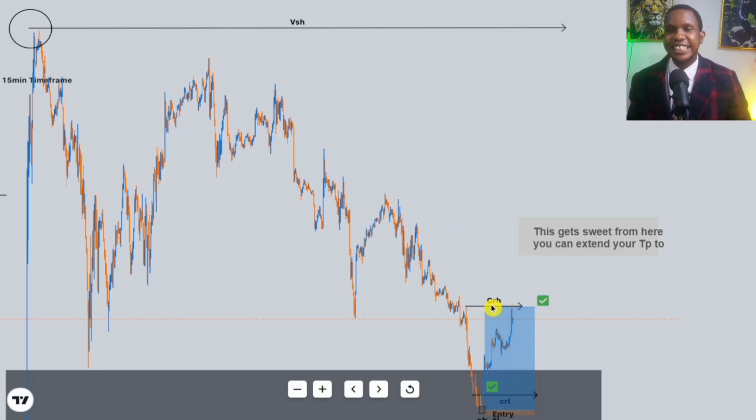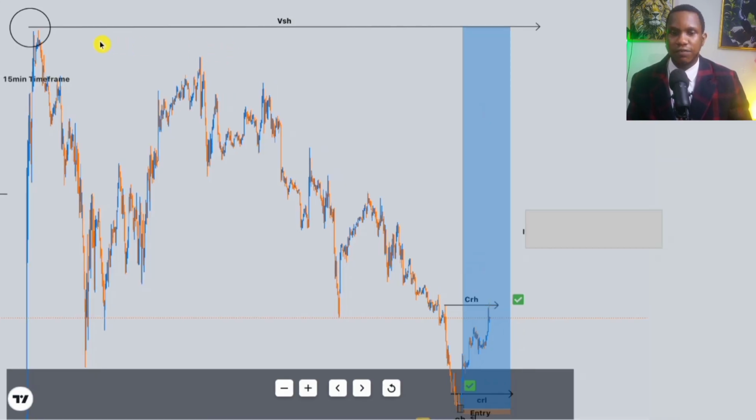We let the remaining run to this candle range high and smashed a 1:6 risk to reward ratio, traders. This is where it gets sweet from here on. We can decide not to take our full take profit at this candle range high. We can decide to extend it to what? To this value structure high.